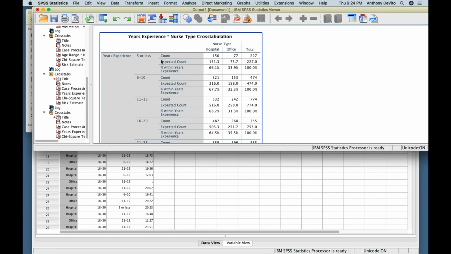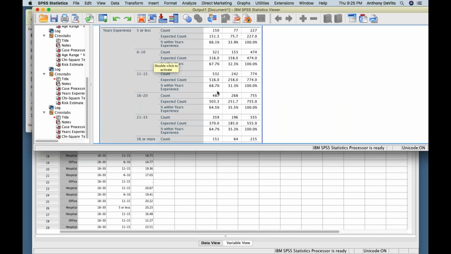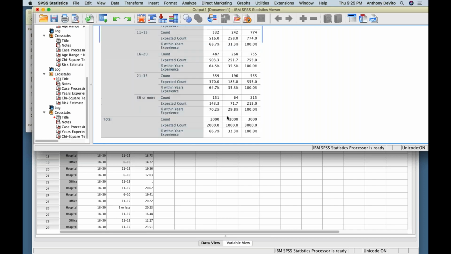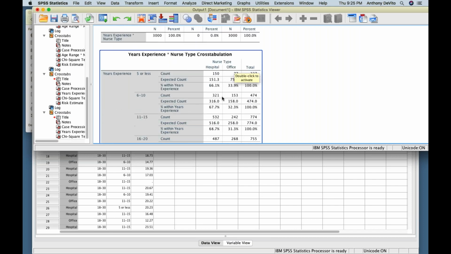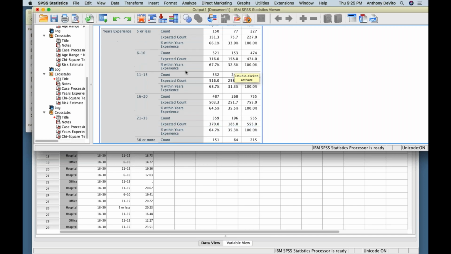Okay, so for 5 years or less of experience, our actual value is 150. Our expected value for those is 151. In other words, we would expect 66% of nurses to work in a hospital and 33% to work in an office. And in fact, it's a little less than 66.7%. It's 66.1, so it's a little less than we would expect. Well, let's take a look at the next.